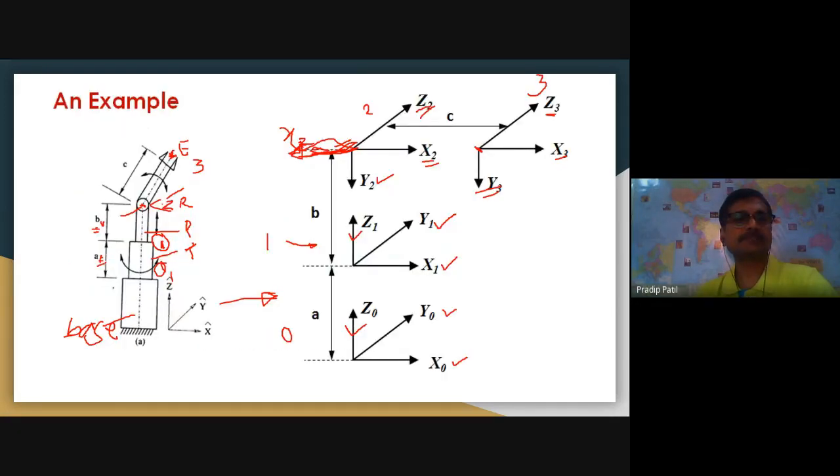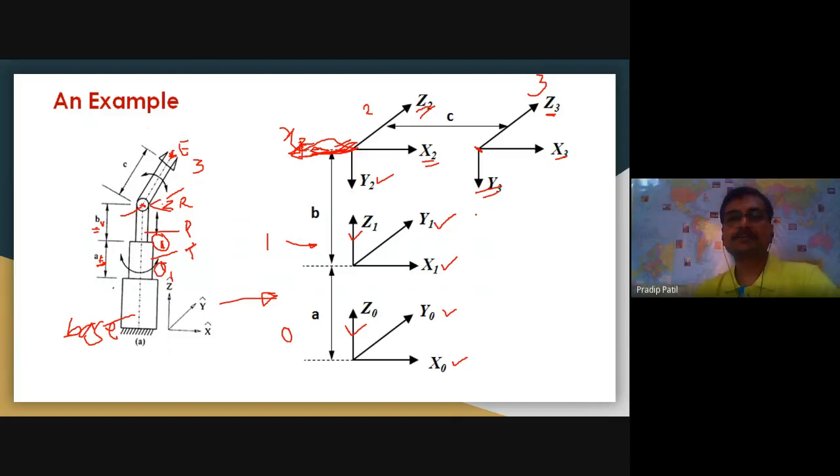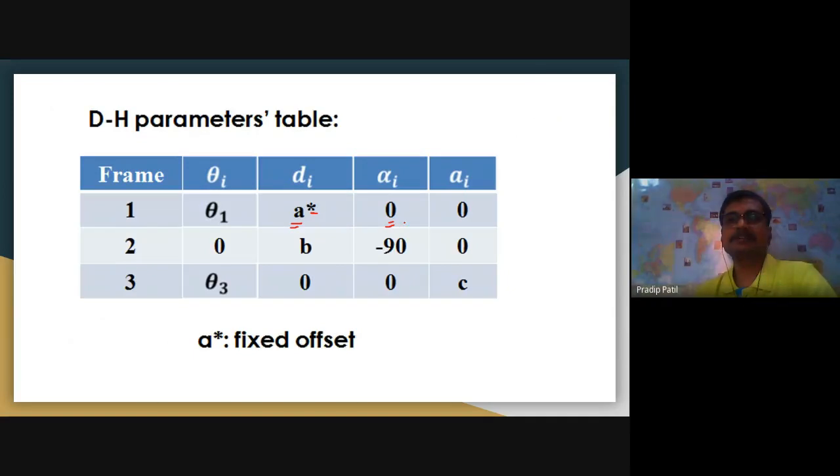Fixed offset, right? This is fixed offset. Alpha i is 0. What is meant by alpha i? The twisting angle. The twist angle is the angle between the z-axes. So look at this, here the twist angle is 0. The reason is z1 and z2, as can be seen here, are intersecting with each other. So that is why the twist angle is 0 here.